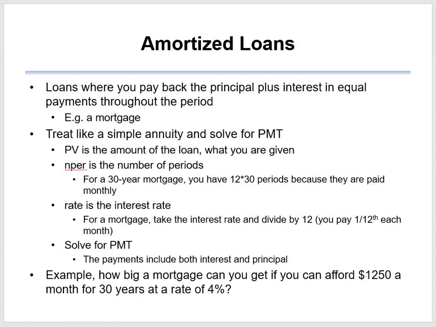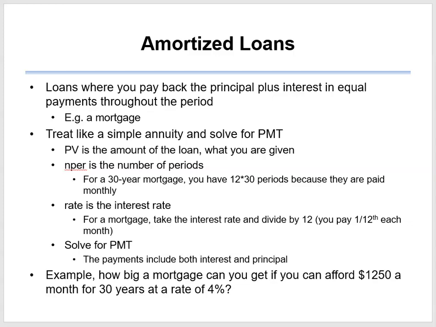Let's take a look at amortized loans. Amortized loans are loans that you get and you have to pay back. You pay the interest and the principal. You may have done this in an accounting class. Look at the interest payments and look at how the loan gets amortized over time. The principal payments get bigger while the interest goes down because you're paying off the loan.